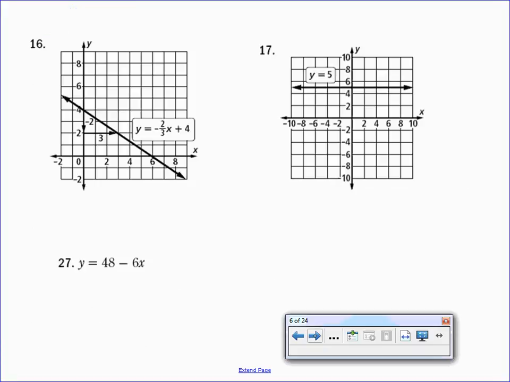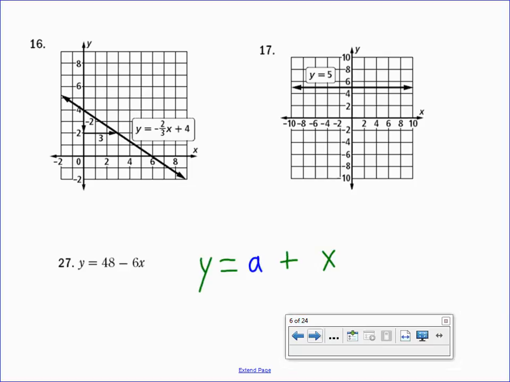And the final three, 16, the graph is shown, negative 2/3 x plus 4. You can see that positive y-intercept and then decreasing behavior as you move along from left to right because of the negative slope. 17, a horizontal line. Remember we saw that with our functions overview in unit 1. Y equals some number, y equals a constant like 5 is just a horizontal line. And lastly, 27, y is given by 48 minus 6x. This is an alternative form for slope-intercept form where we have some start value.